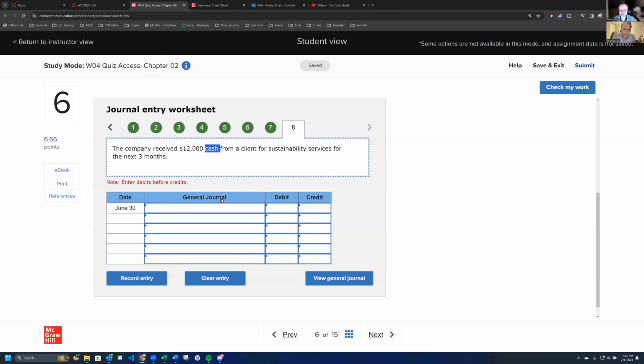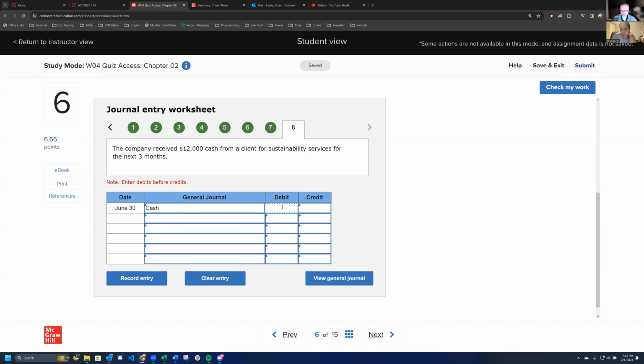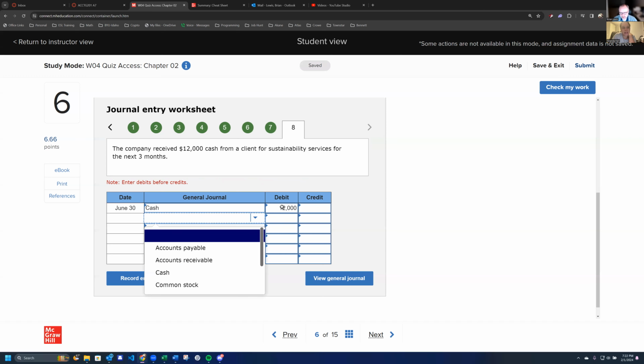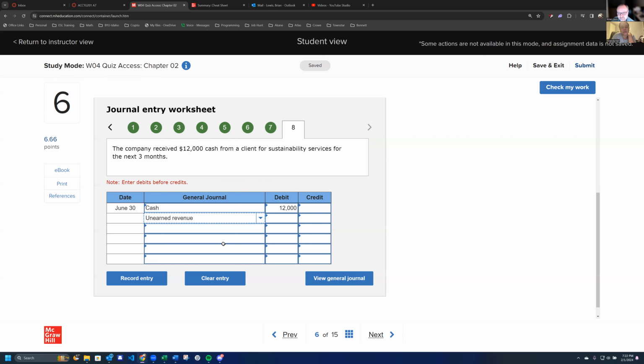So they were paid 12,000 in cash for service for the next 3 months. So it's a prepaid, right? Yeah, it should be prepaid. Actually, it'll show up as unearned revenue. Unearned revenue. Oh, okay, yeah, I didn't get that one right. I would have never thought of that.